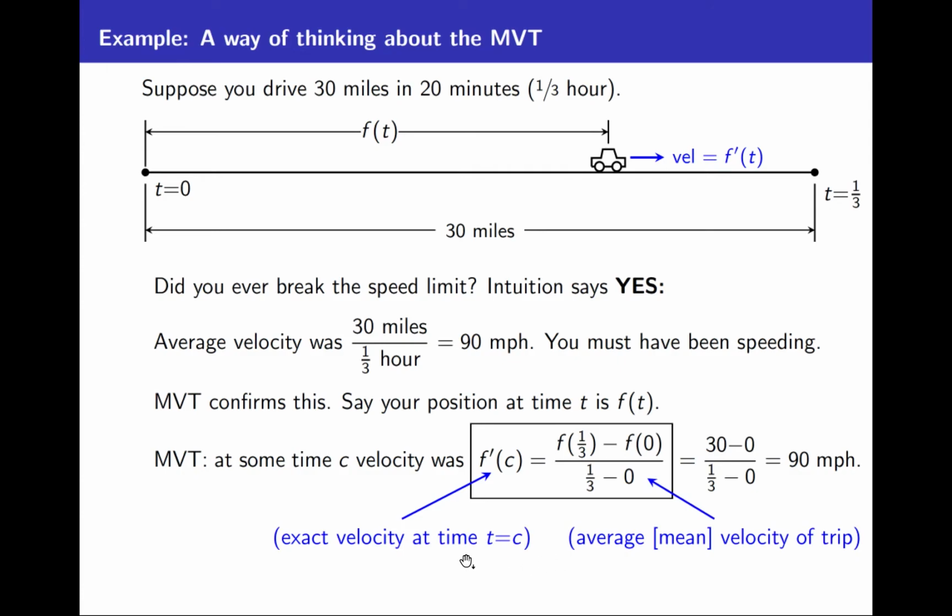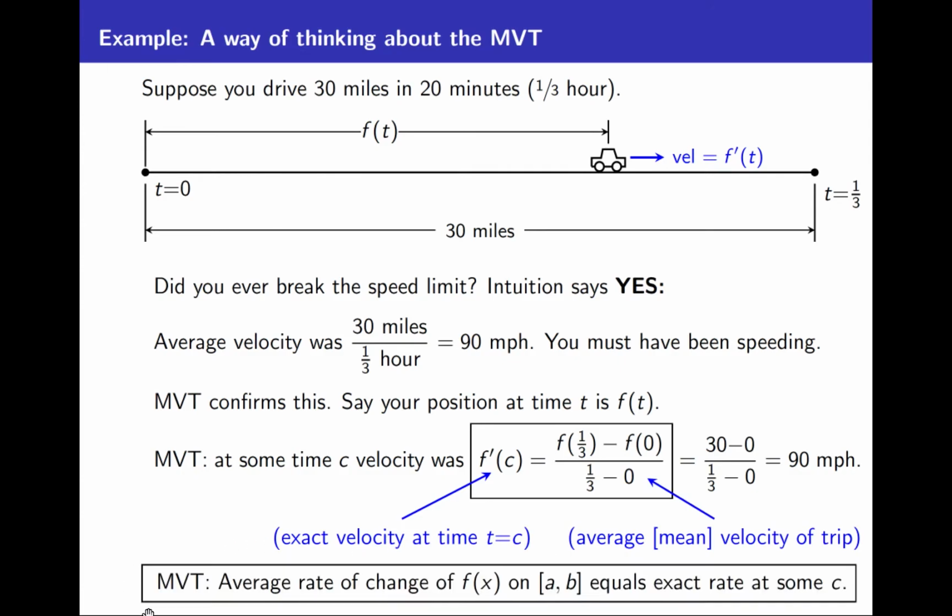So what this is saying is, you can phrase the mean value theorem this way. The average rate of change of f of x on the closed interval from a to b equals the exact rate of change of f of x for some value x equals c. The mean value theorem asserts that your average rate of change equals your exact rate of change at some point.